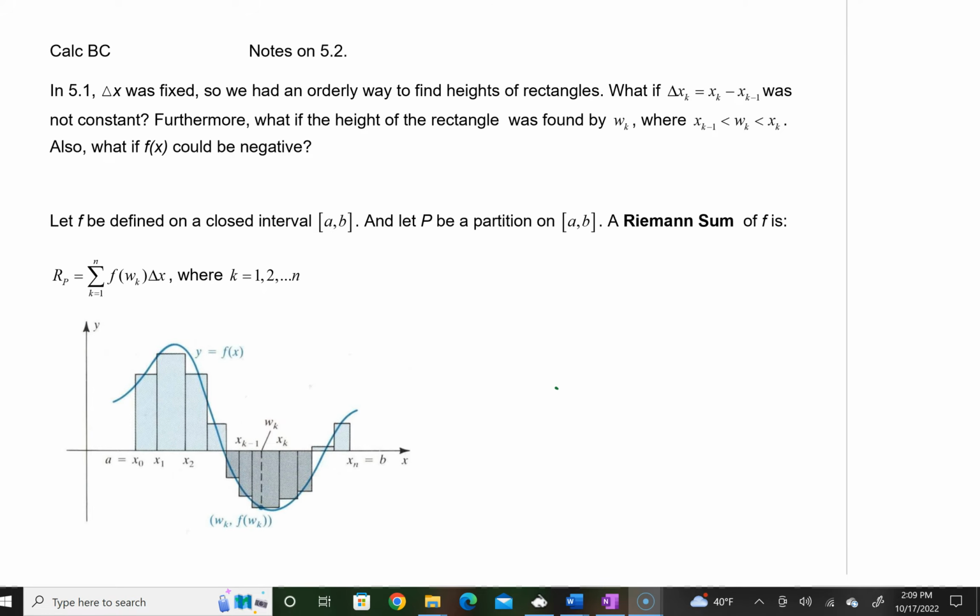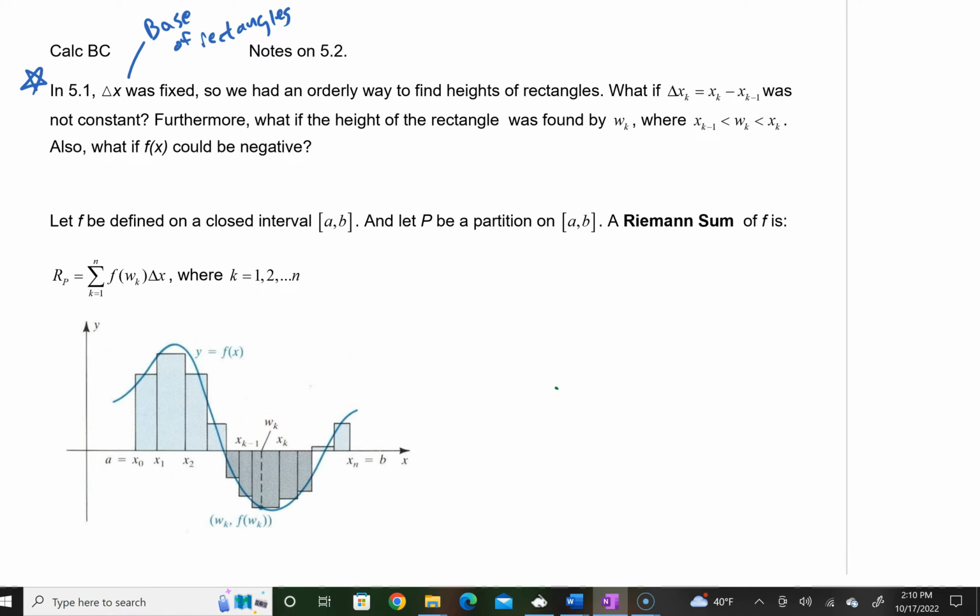Calculus BC, we're now taking a look at section 5.2, building upon what we saw in 5.1. And let's read this paragraph. In 5.1, in that last video, delta x was fixed. That was the base of the rectangles. It was always the same. So we had an orderly way to find heights of rectangles. We had three methods: LRAM, RRAM, and MRAM.